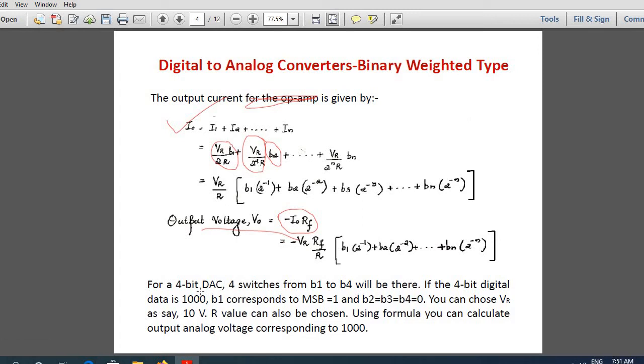For example, for a 4-bit DAC, there will be 4 switches B1 to B4, and suppose that your digital data is 1000. B1, I told you, always corresponds to MSB. So here your MSB is 1 and all the other bits are 0. Now you can choose VR as say 10 volt. R also can be chosen. Then you can use this formula to find the equivalent output analog voltage of this data input. This is how you can convert digital data to analog. So this is one example of a digital to analog converter, and this circuit is called binary weighted type DAC.